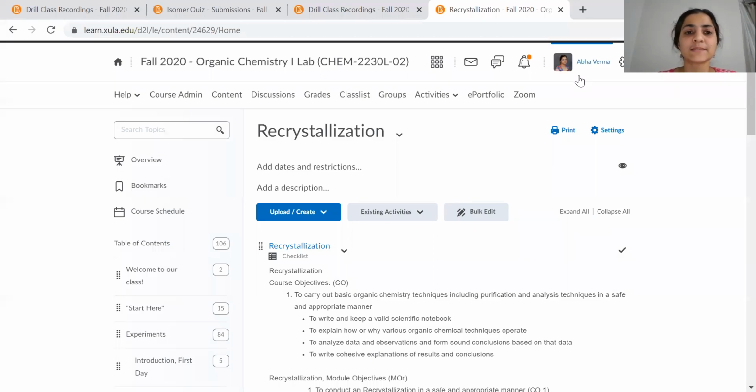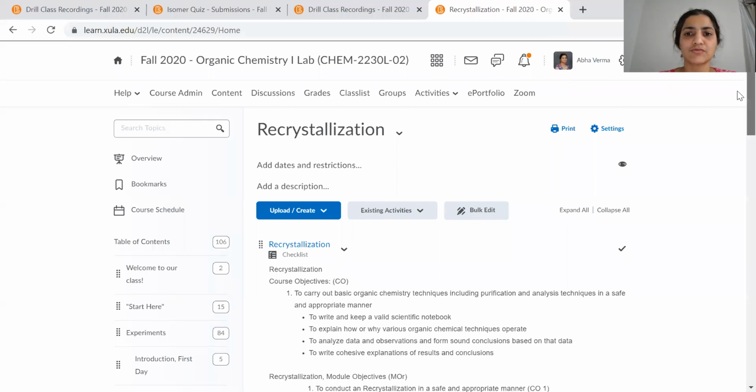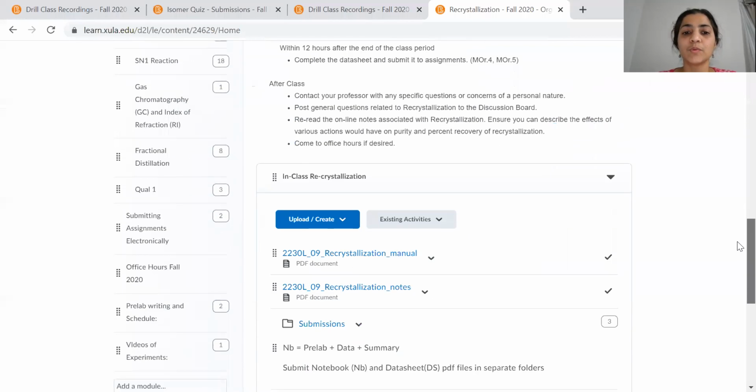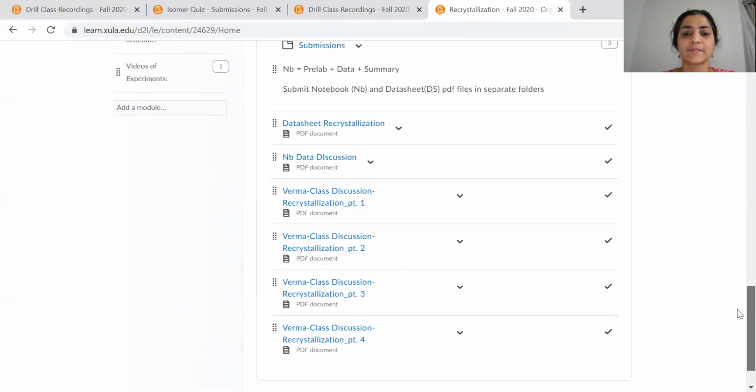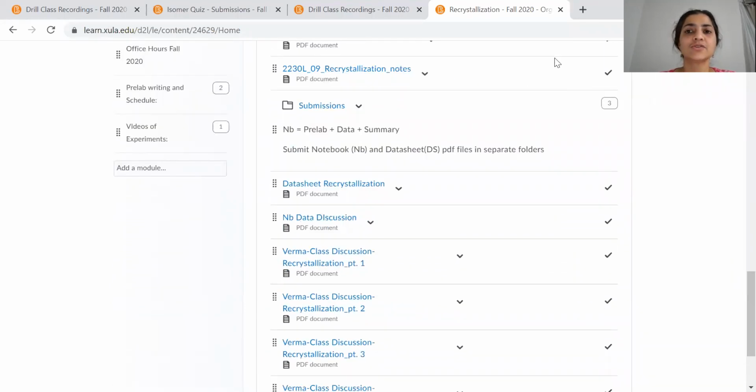On your Brightspace content section, under the recrystallization folder, you will see all of the documents for our class discussion today.